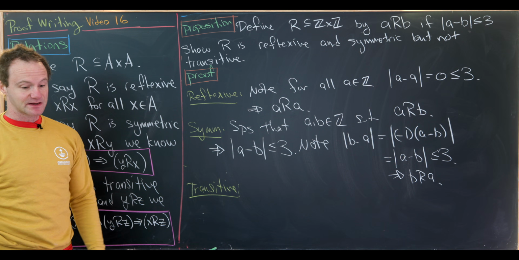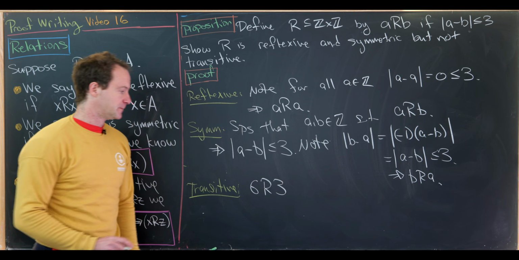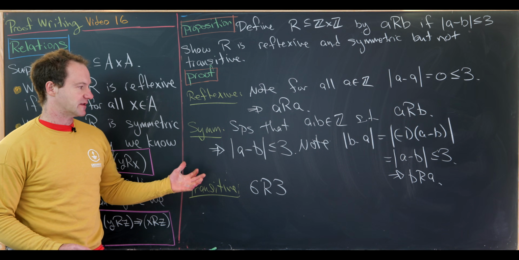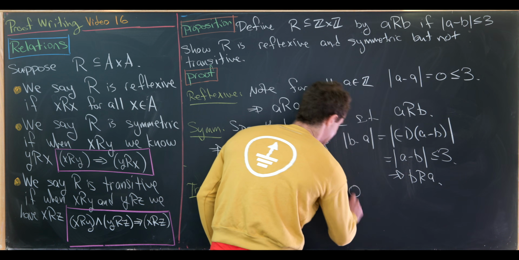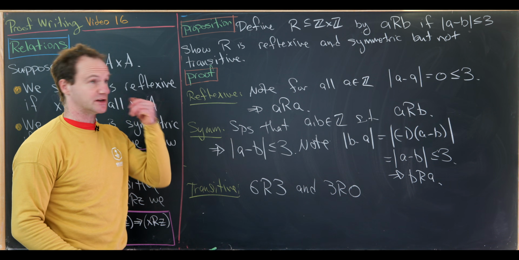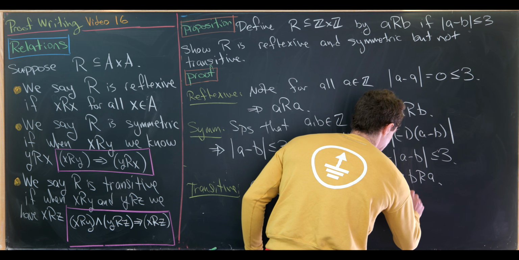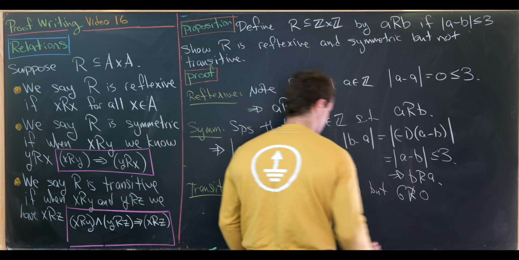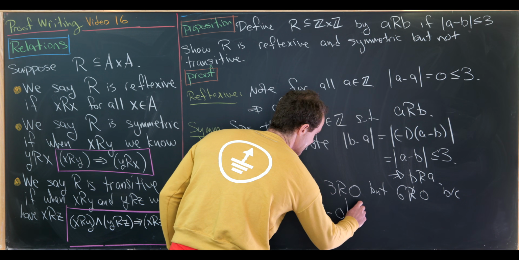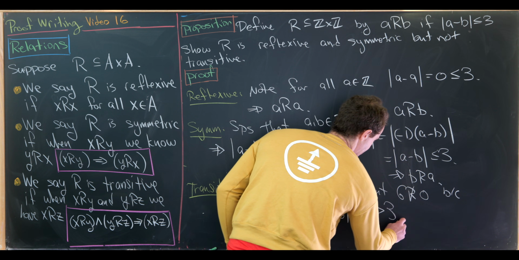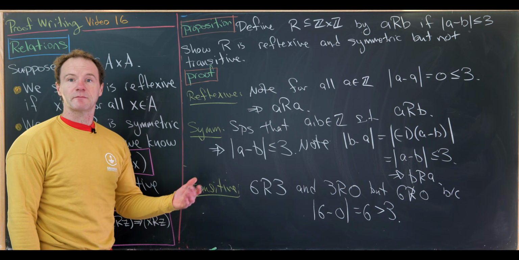And we can find a pretty simple example of this. Notice that 6 is related to 3. That's because 6 minus 3 is equal to 3. That's less than or equal to 3. And 3 is related to 0 because 3 minus 0 is equal to 3, which is less than or equal to 3. But 6 is not related to 0. And that's because the absolute value of 6 minus 0 is equal to 6, which is strictly greater than 3. So here, this is reflexive, symmetric, but not transitive. Okay, let's do one more.